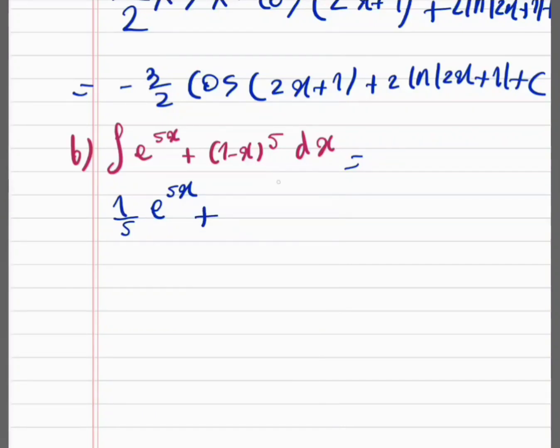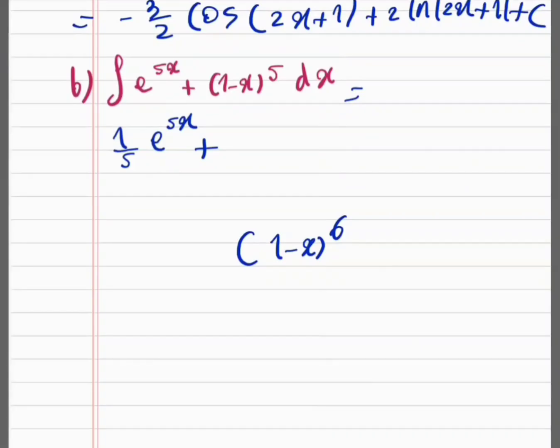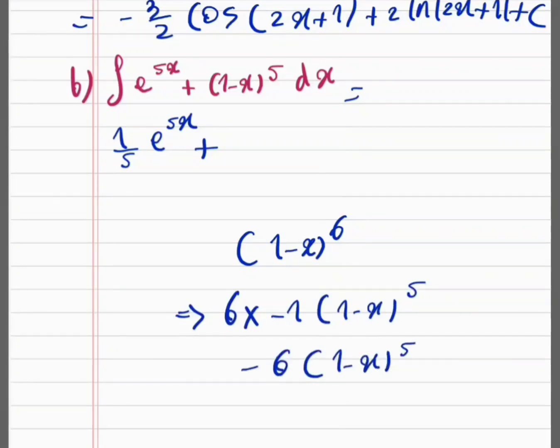Now for the second term, which is (1 - x)^5, we use the reverse chain rule. So we can make an educated guess, and we always raise the power by 1. So in this case, this is our educated guess, and then we just need to adjust this. So let's differentiate this and see how good this guess is. By differentiating, we'll have 6 times minus 1 times (1 - x)^5, which is -6(1 - x)^5.